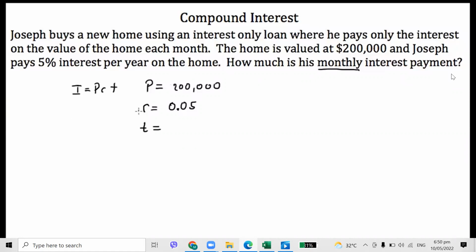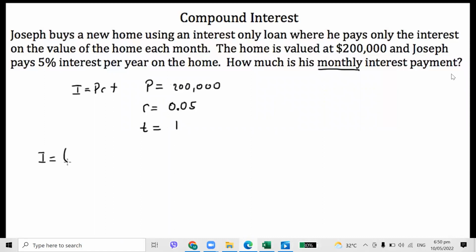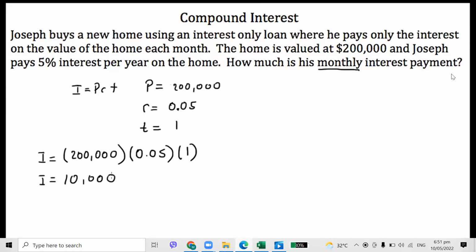I'm going to leave our interest rate as 0.05 or 5% per year. I'm going to say that T is equal to 1 or 1 year, and I'm going to plug all this stuff into this formula. So I is equal to 200,000 times 0.05 times 1. If you calculate all this out, this is equal to $10,000. Now, that means Joseph is going to pay $10,000 per year on the home. But we want to know how much his monthly interest payment is.